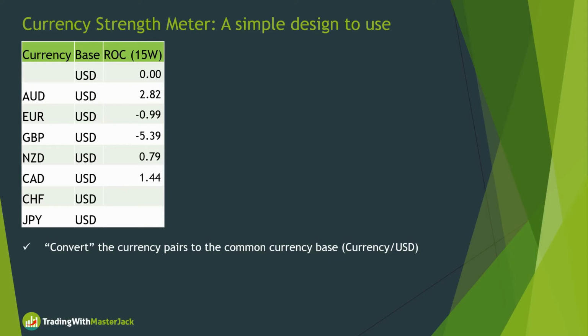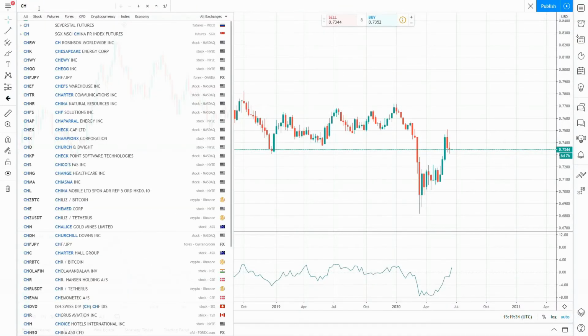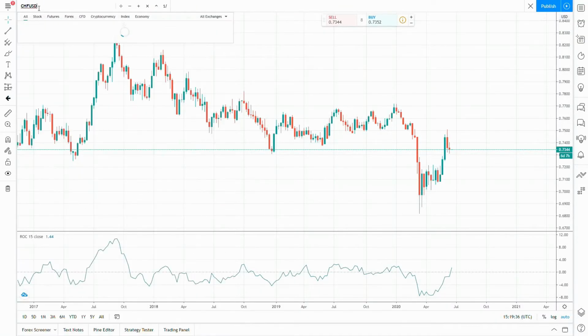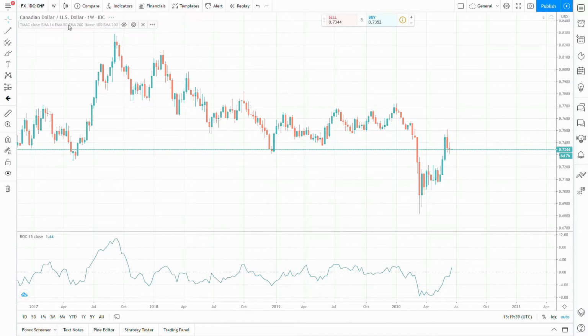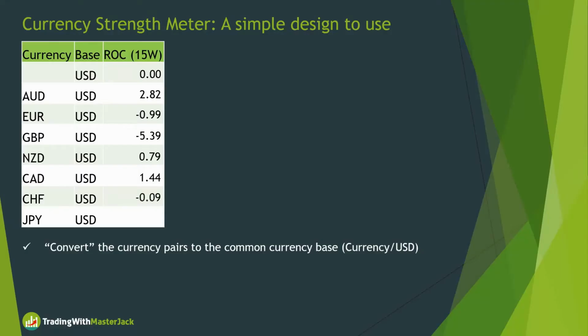Let's look at one more example. Same goes here. We put in the Swiss franc and USD pair, we selected, and it gives our value once again. And in this case, it is minus 0.09. And then we put the value in, minus 0.09. And you just simply do the same for the Japanese yen and USD on TradingView, and then we get the value of 1.43.